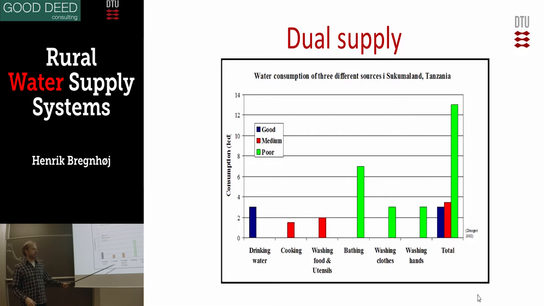In this case, it's from a place in Tanzania near the, what is the big lake? Lake Victoria, it's called. They have three different water sources. The investigation here showed that they had one with very little water, and they used that only for drinking. They had another water source that was a bit easier accessible. They used it for cooking and washing, and then they had maybe the lake or the river, whatever it was, that they used for washing hands, for bathing, for washing clothes, and so on.